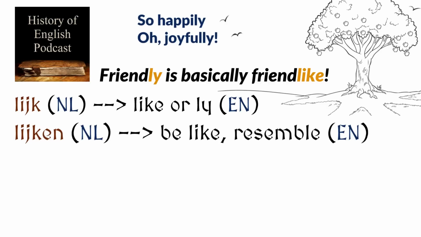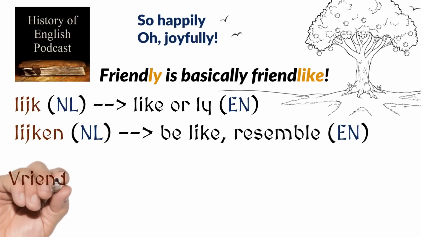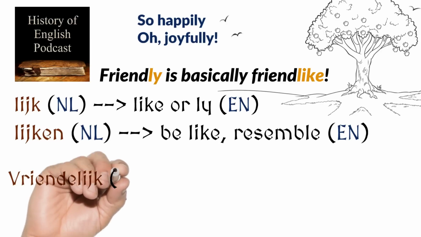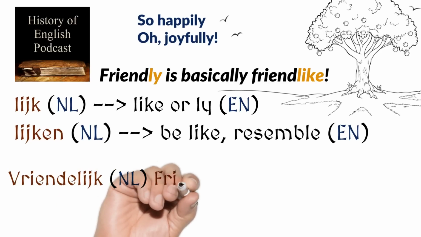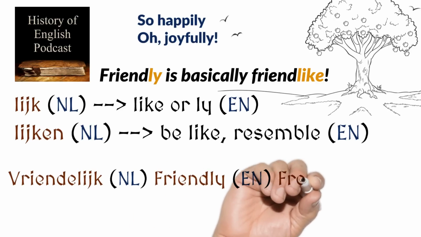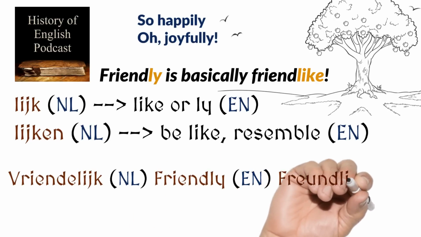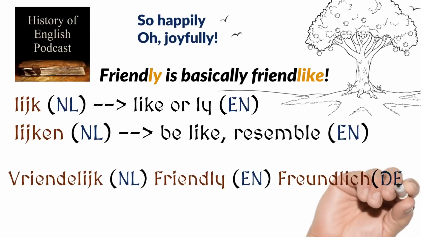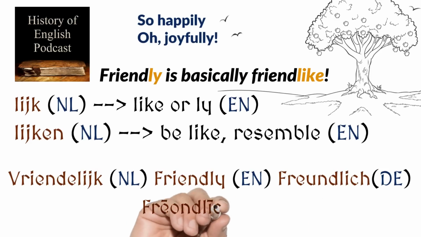Actually in Dutch it's also pronounced more like "lek", not a very pronounced A sound. It's more like a quick "lek" sound. So for example, friendly in Dutch is vriendelijk, similar to German freundlich. And incidentally, in Old English it was something like "friendlich".